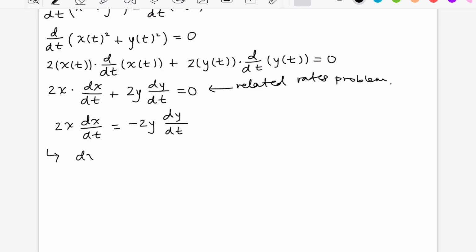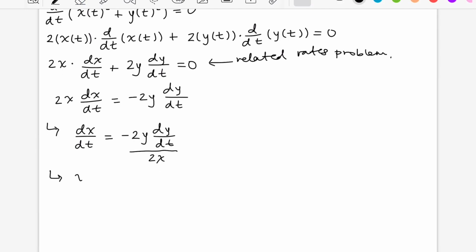So then we get dx over dt is going to be equal to minus 2y dy over dt divided by 2x. And then we'll drop the dy over dt notation just so it's a little bit nicer. So we'll get x prime is equal to minus 2y y prime over 2x. All right. So this is x prime.